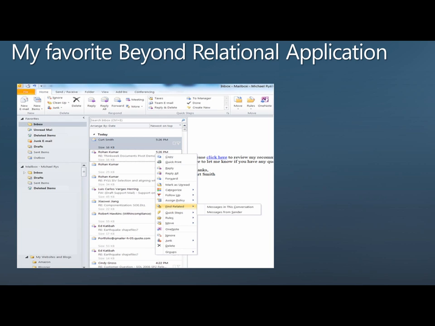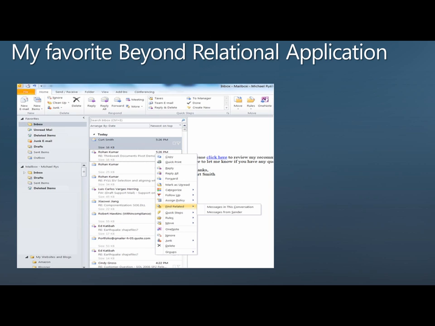Today my topic is talking about performance and scale of Beyond Relational capabilities in SQL Server 2012. But before I actually go into that topic, let me give you a quick overview of what Beyond Relational really means and what we are trying to achieve.